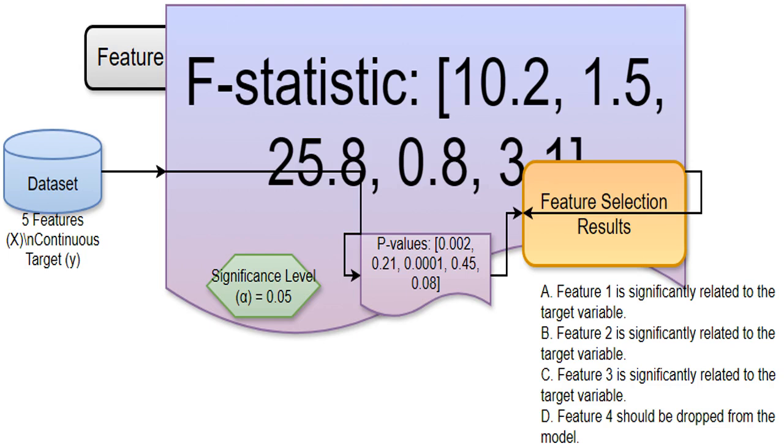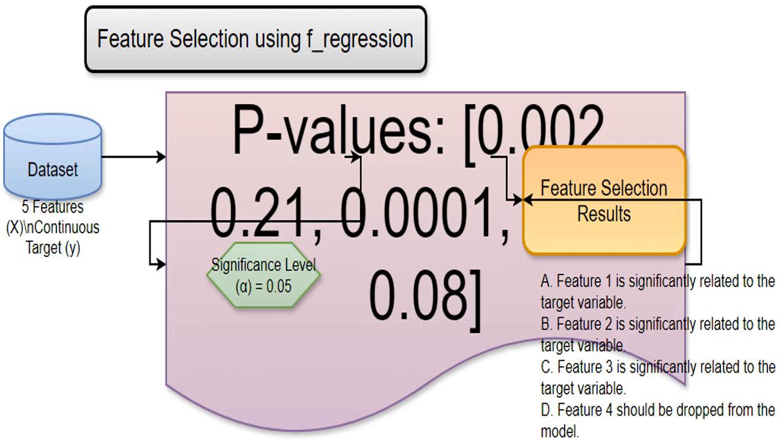Each number represents how well that feature predicts the target variable. A higher number suggests a stronger relationship. These are the p-values from the f_regression. They tell me the probability that the relationship I'm seeing is just random chance. A low p-value, typically less than 0.05, means it's unlikely to be random, suggesting a real relationship.